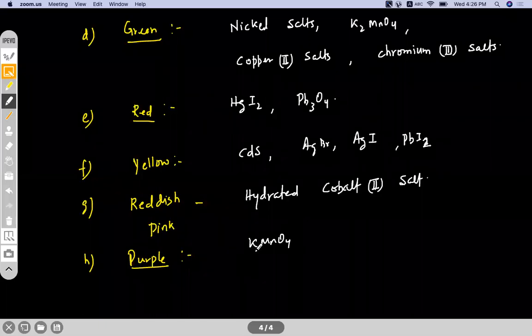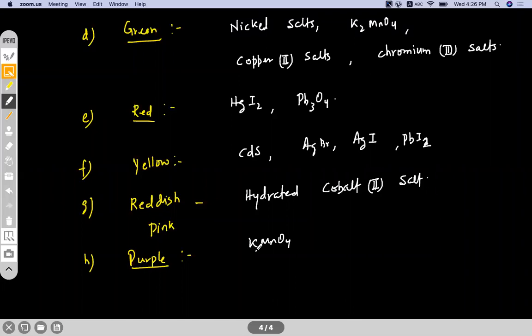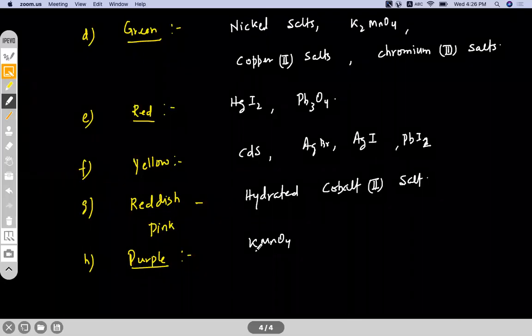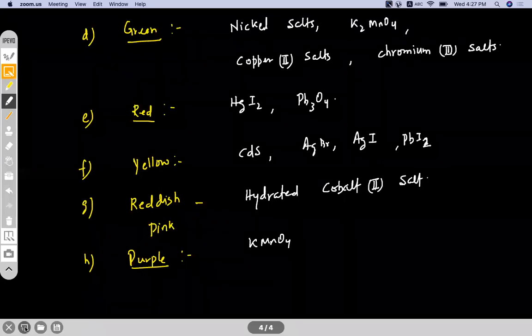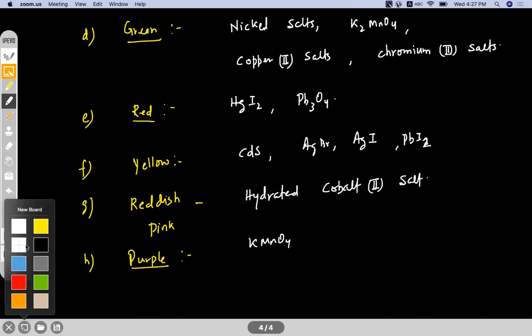Okay, FeCl3, normally it is dark brown, write down one thing. FeCl3, normally it is dark brown, but in solution it is yellow, FeCl3. Okay, now there are a few compounds which change their color on heating. Right? So heading, write down, color change on heating.